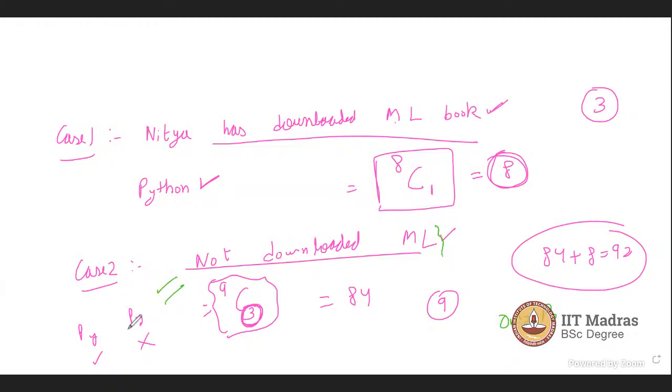Actually, I was thinking that it should be like 8C1, 9C2, and then 10C3. Okay, no. It's considered here also. You can do that also, right? Not downloaded ML, you can make it, and not Python. Okay. In that case, it will be 8C3, right? And another is not downloaded ML, but Python downloaded. So from the remaining 8, you have to select 2. So it's 8C2, right?